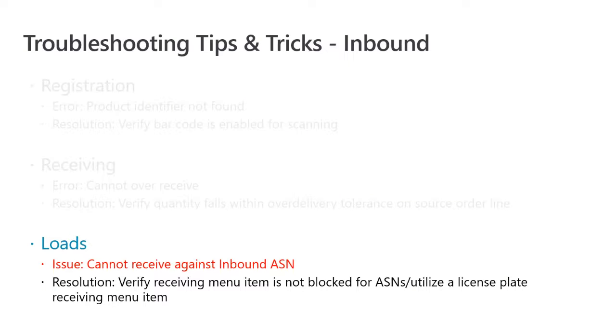For loads, if you're having an issue receiving against an inbound ASN, so again, this is only applicable if you're doing inbound load management and your vendor is sending or you are manually entering ASN information against the inbound load. But if you are doing that process and then you are trying to receive against that inbound load and having an issue, the resolution would be to check that the menu item that you're using for receiving is not explicitly blocked for ASN receiving, and that you are instead utilizing a license plate receiving menu item.